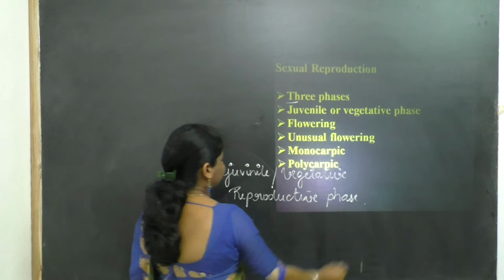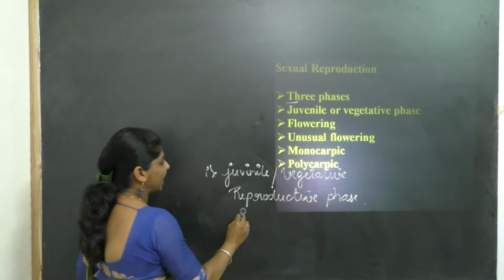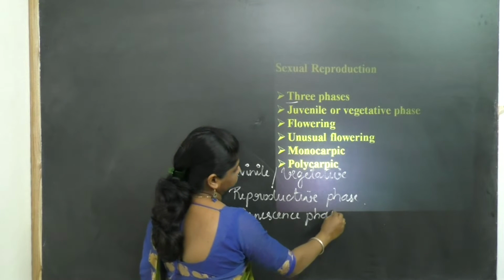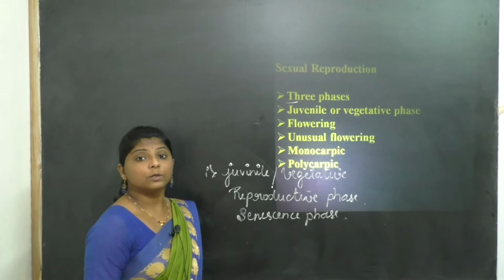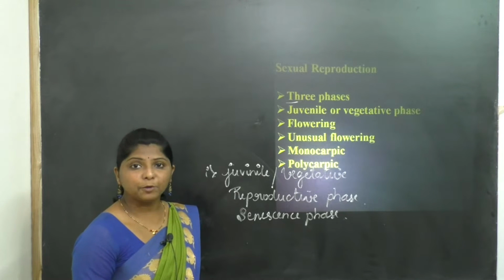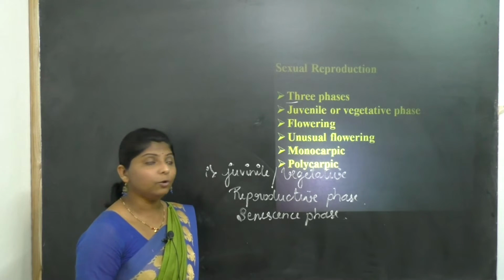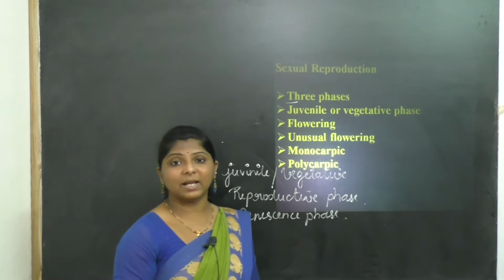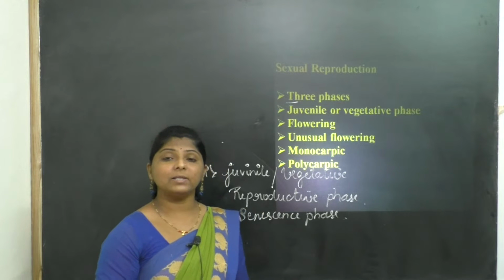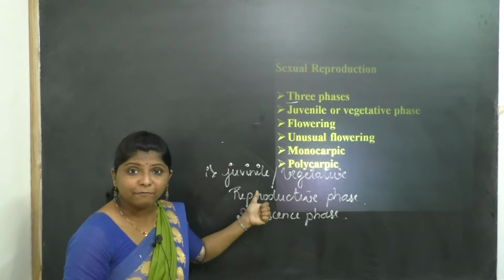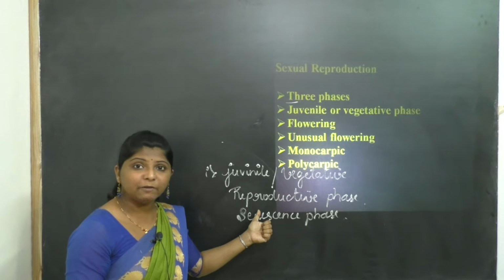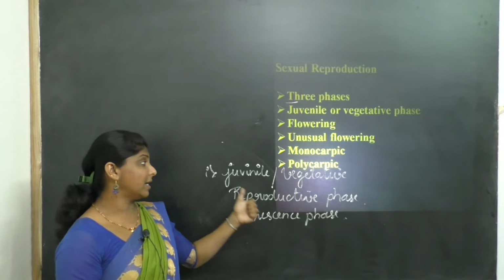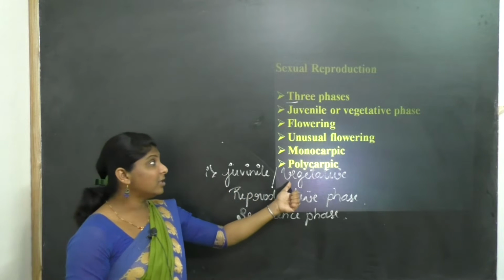Okay, after this we can see the reproductive phase, and then we have this senescence phase. All the sexually reproducing organisms show three important phases or stages in their life cycle. The first important phase is the juvenile phase, followed by the reproductive phase, and then the senescence phase. First, let us study the juvenile or vegetative phase.